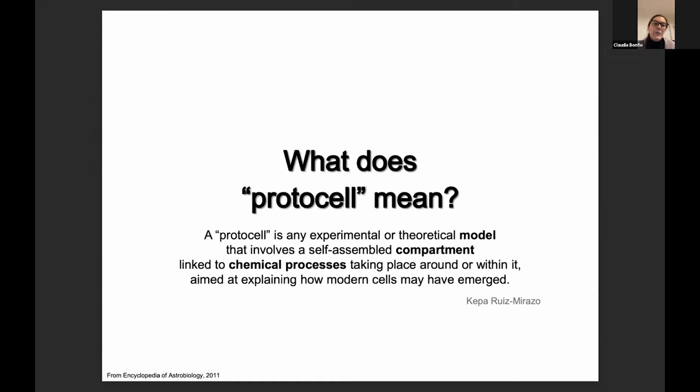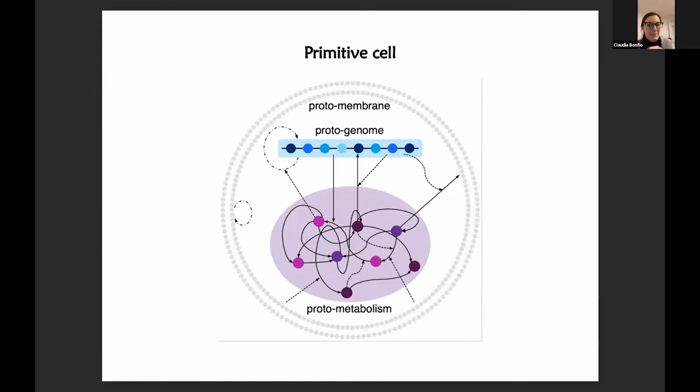If we go back to the figure that I showed you before, which is how we depict a primitive cell, a primitive cell is basically a container and then some content inside. One of the questions that I started asking myself was: a lot of people are luckily progressing quite a lot in understanding what the building blocks of life might have been and how they might have emerged on early Earth. What is less explored so far is how they interact with one another.